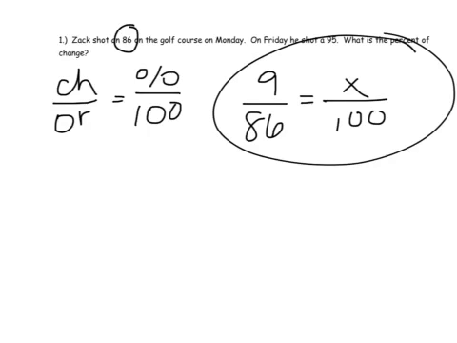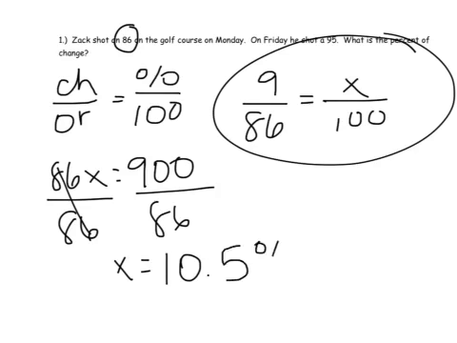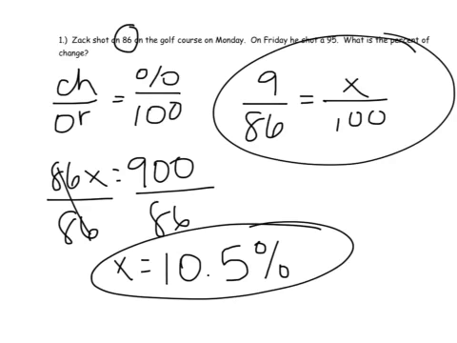Now that we have our proportion set up, you solve it just like you would before. 86 times x equals 9 times 100, which would be 900. We'll divide each side by 86. And if you need to, go over to the side and divide 900 by 86, which ends up being around 10.5%. So that would be that percent of change. And you can always round if you need to.